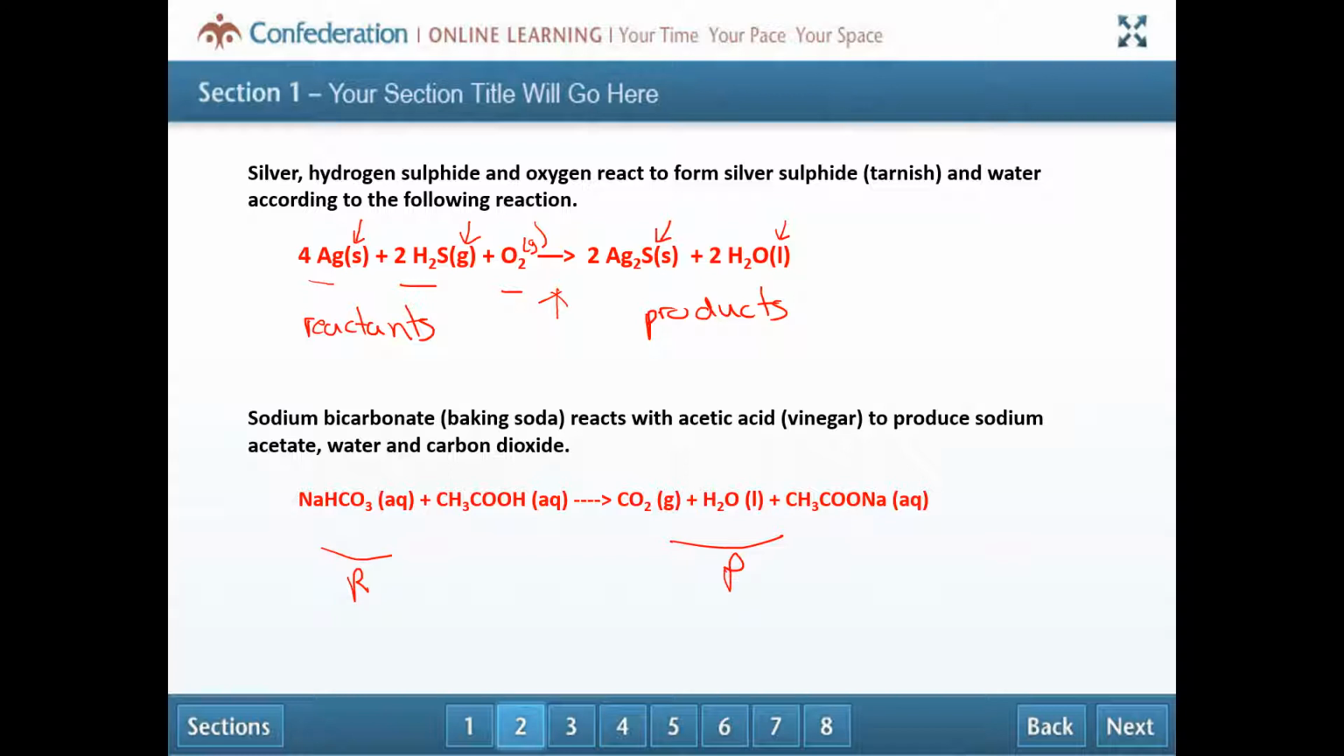Now you'll notice in that first chemical reaction there were some numbers written in front of the compounds. And we're going to talk about that in our next video. Okay, so after this video, you should be able to understand the parts of a chemical reaction. So well done, Miigwech.